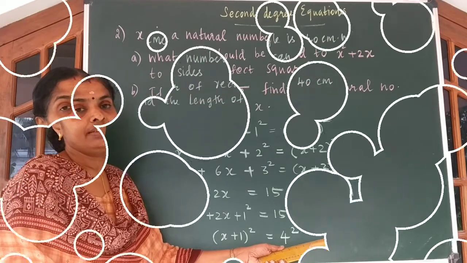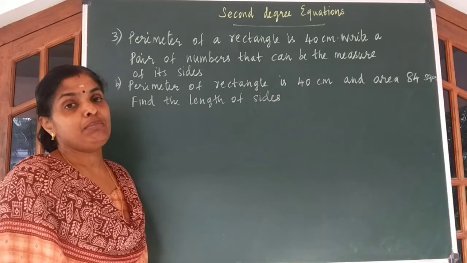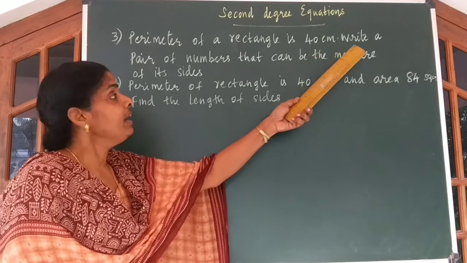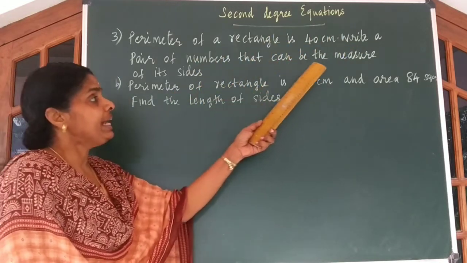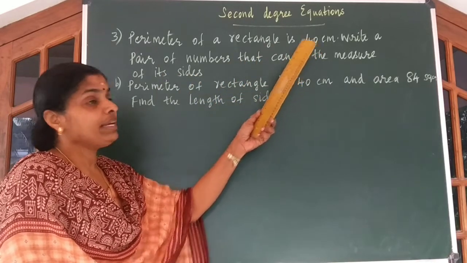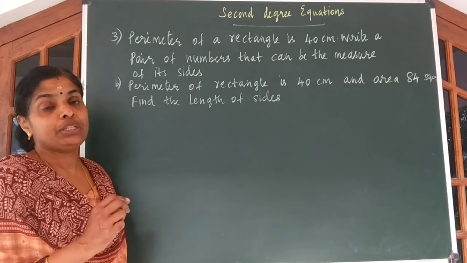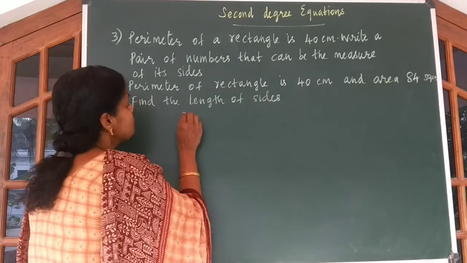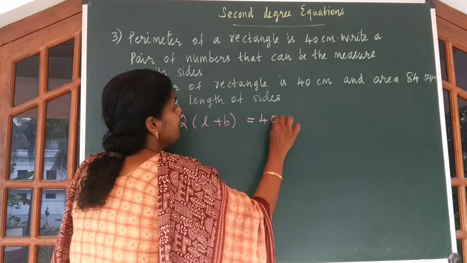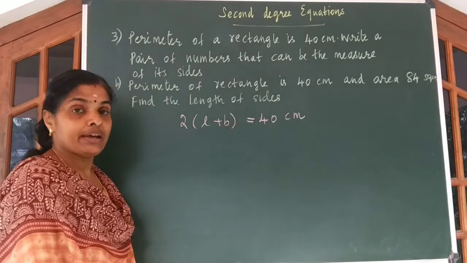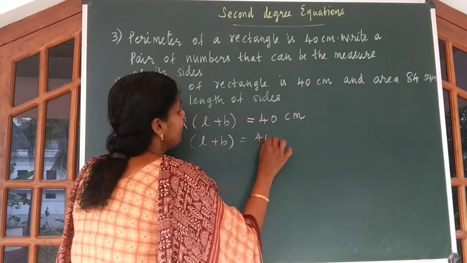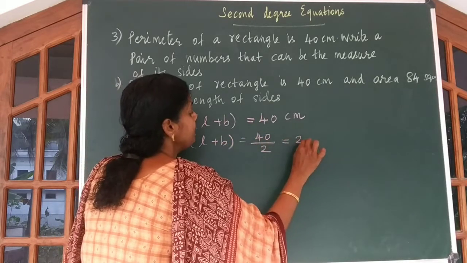Okay. Look at a problem on perimeter and area. Perimeter of a rectangle is 40 meter. Write a pair of numbers that can be the measure of its sides. We are given perimeter to be equal to 40. We know the formula for perimeter as 2 into (L plus B). 2 into (L plus B) is given to be equal to 40 centimeter. From this we can write L plus B is equal to 40 divided by 2, which is equal to 20.